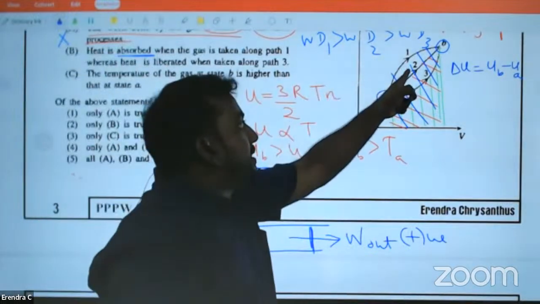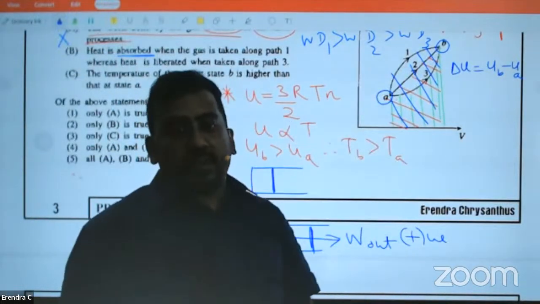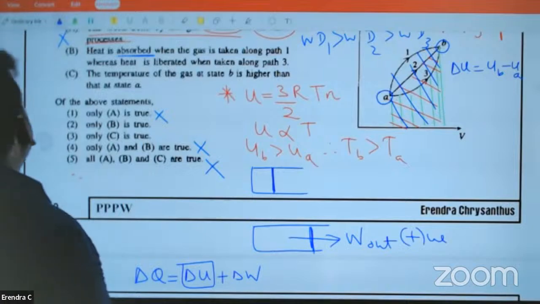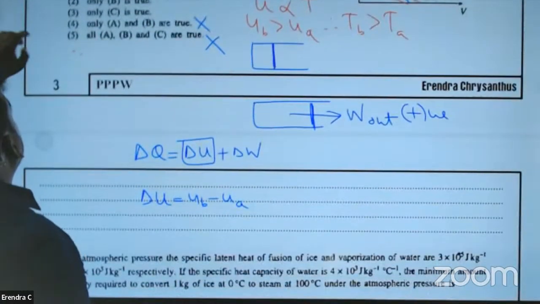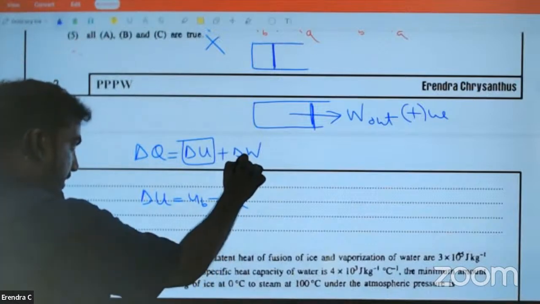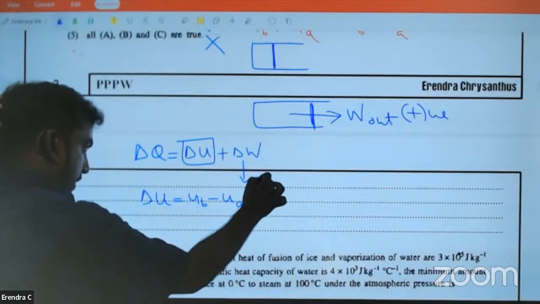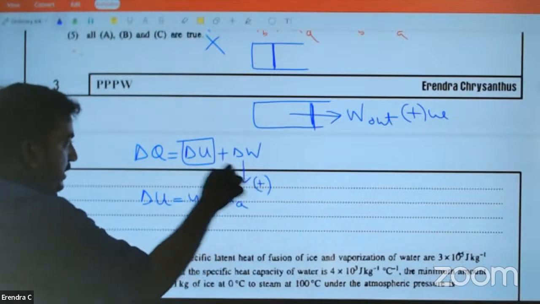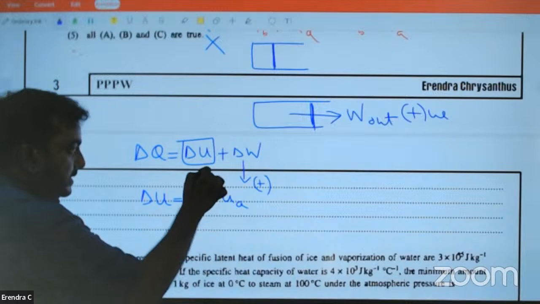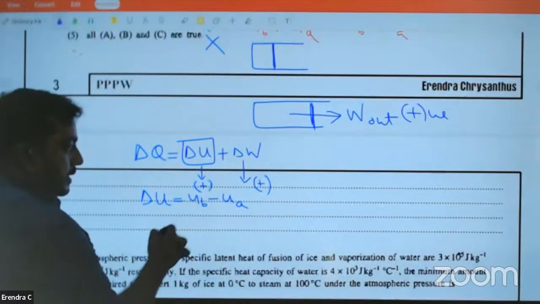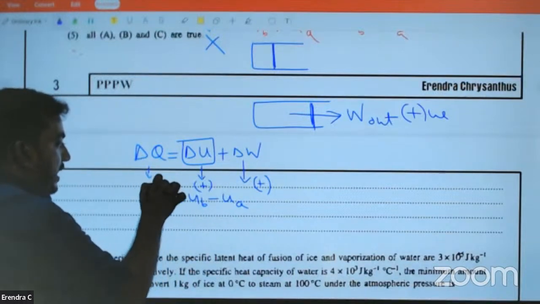In all three processes, there is a work output. Work output means work is positive. So here work is positive, here work is positive. If work is positive, and the volume is fixed, this is also positive. Why? UB larger than UA is given, so this is also positive. Positive means delta Q is also positive.